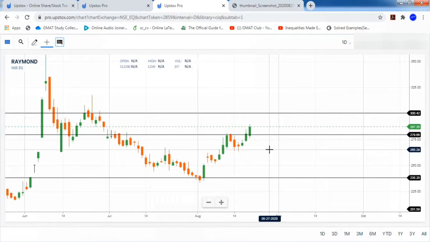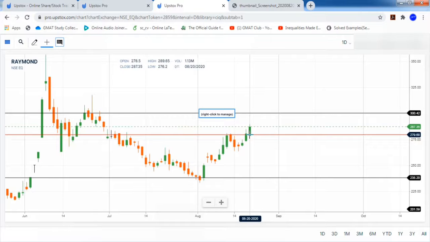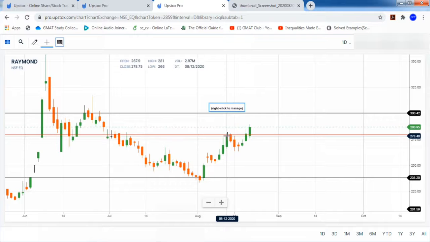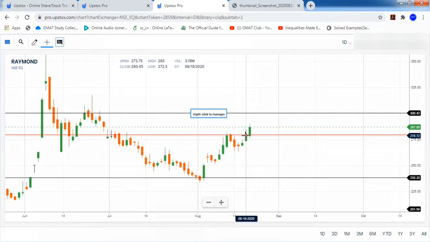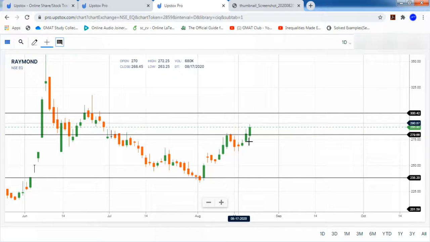As you can see, the stock has been taking major resistance at this level. On August 12th it tried to break this resistance, but it could not. On the 13th as well, it tried, it could not. Yesterday, the 19th, it tried again, but it could not. But today the resistance is broken. It is currently at a level of 286. Sometime back it was at 288 when I sold the stock.